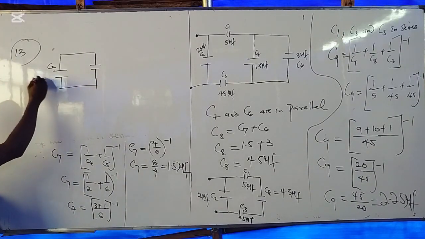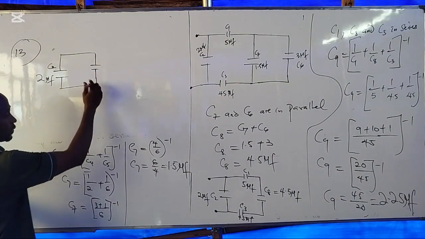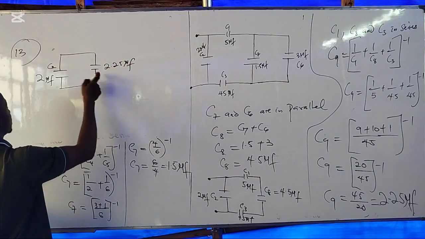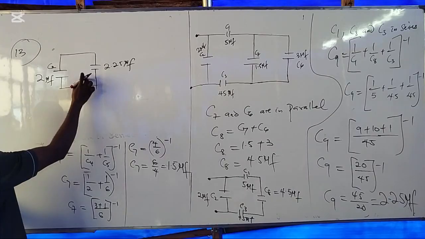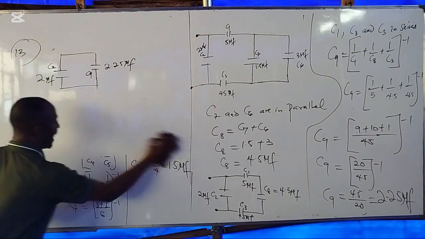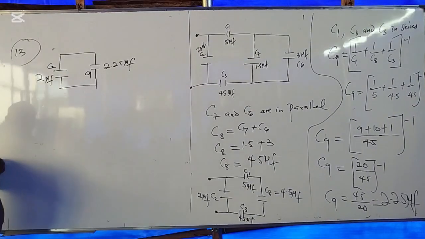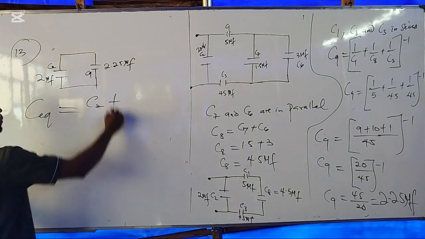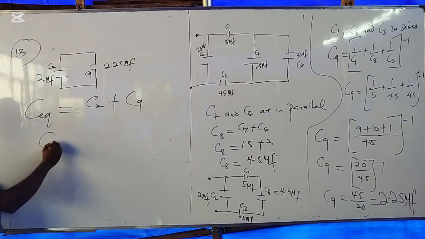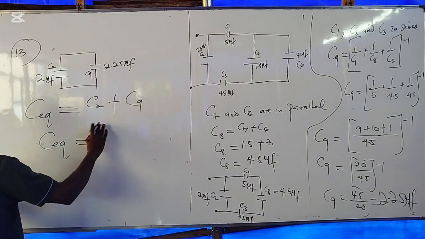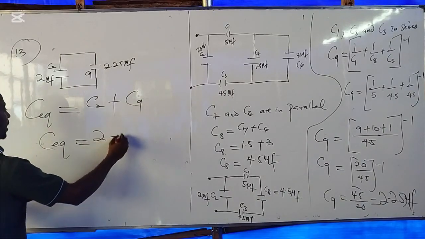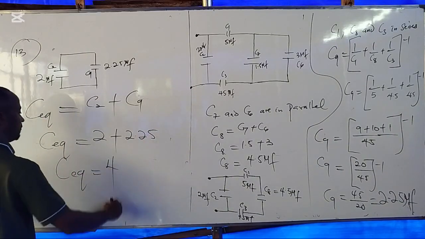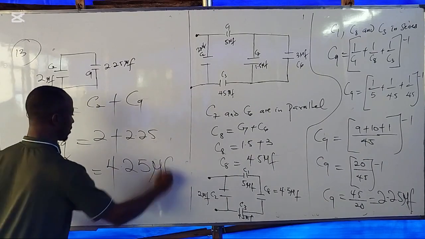Okay. So what do we have here? C2, which is 2 microfarad. Here is 2.25 microfarad. So this is called our C9, right? In parallel, what do we do? So that means the equivalent capacitance equals C2 plus C9. So what's the C equivalent? C2 is 2 plus 2.25. So the C equivalent is 4.25 microfarad.